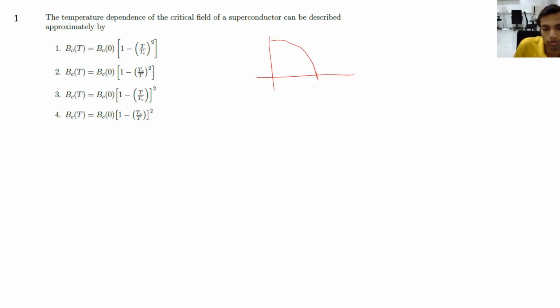So this point of intersection is your Tc, this is T, and this is B as a function of temperature. At T equal to Tc it has to vanish, so it approximately looks like this. So it is kind of an inverted parabola, so B has to be directly proportional to minus T square.